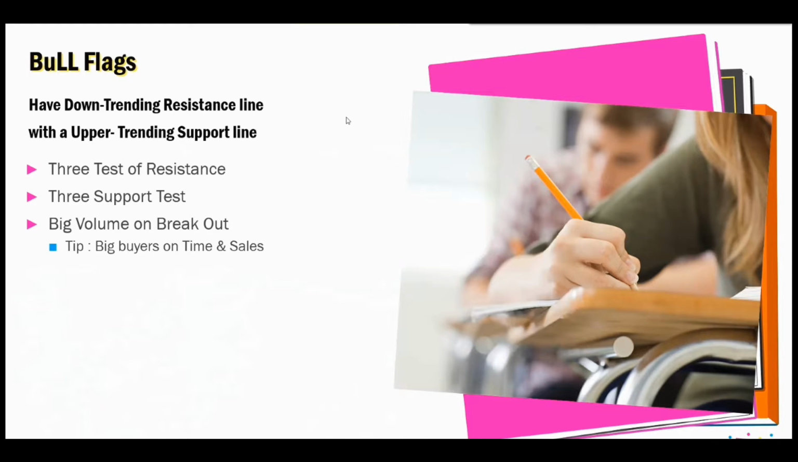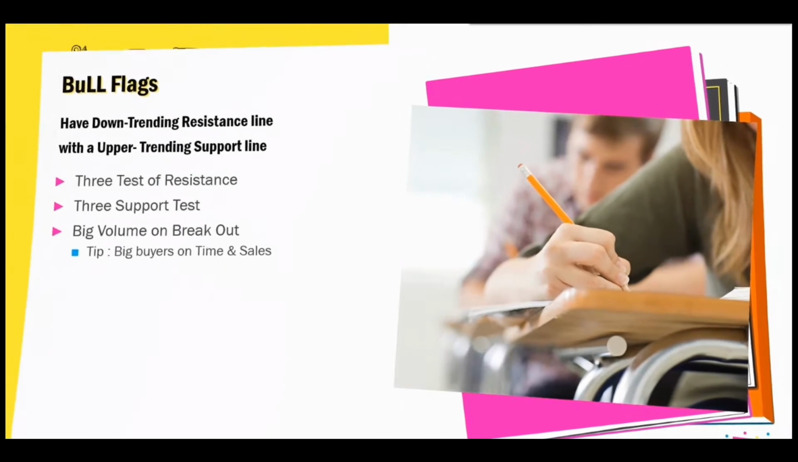You get 3 tests of resistance, 3 support tests. And the real key to bull flags is big volume on the breakouts. The unique tip that I can give you guys here is, for those breakouts, what you want to see is a big buyer step up on the point of breakout. So we're really going to break down the strategy more so that you guys can understand what we're going to be looking for.